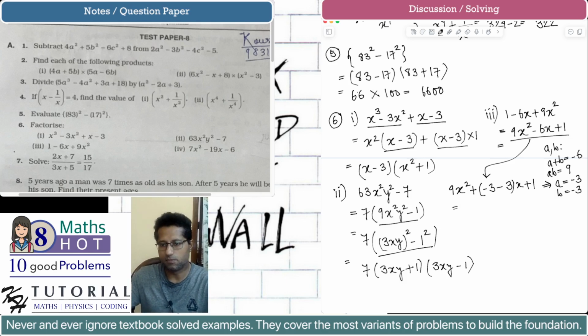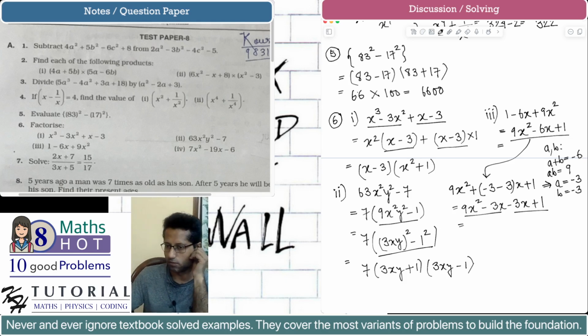Now this becomes 9x square minus 3x minus 3x plus 1. Now you form a group of the first 2 terms and another group from the last 2 terms, and you find out there must be a common factor in the 2 terms. So from the first group, I can take common factor as 3x. In the first group, both the terms have a common factor of 3x.